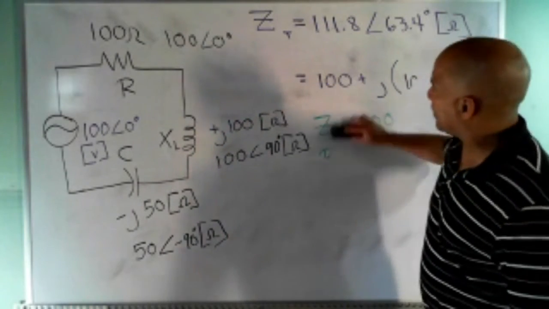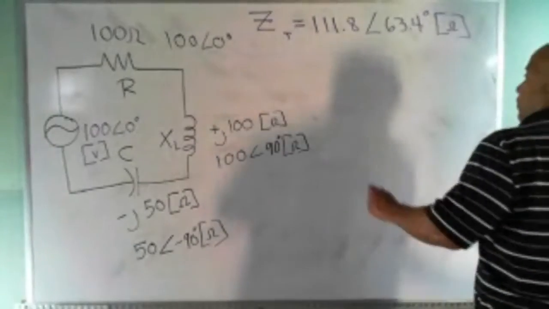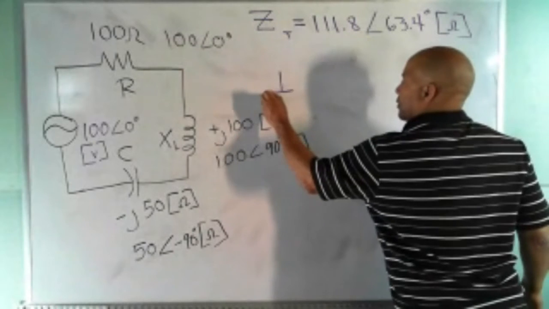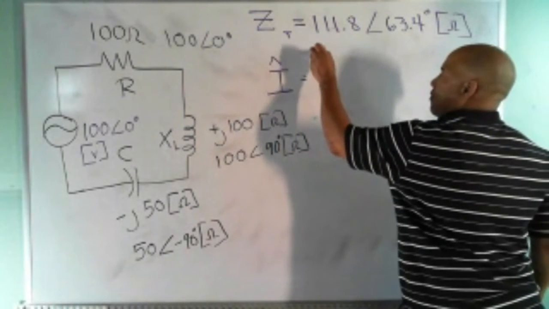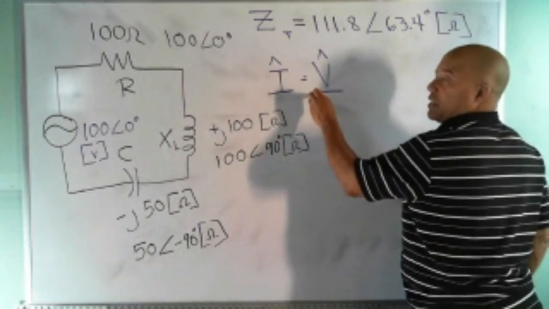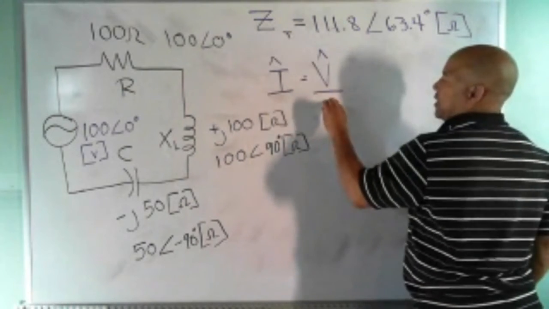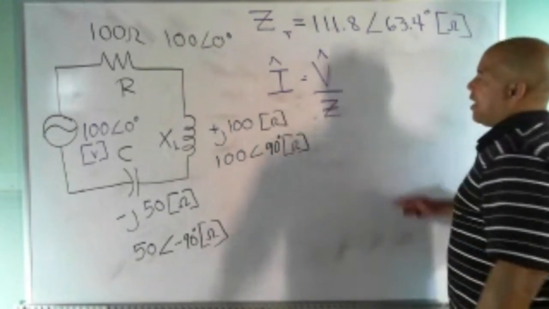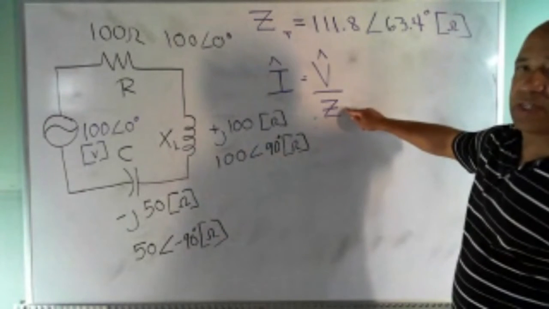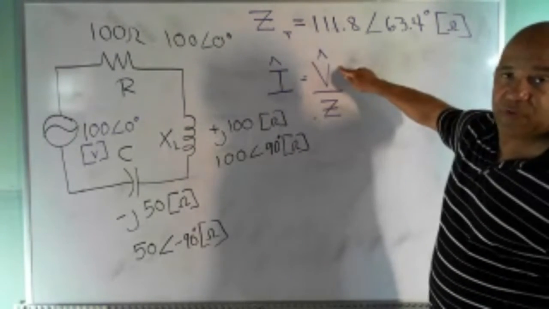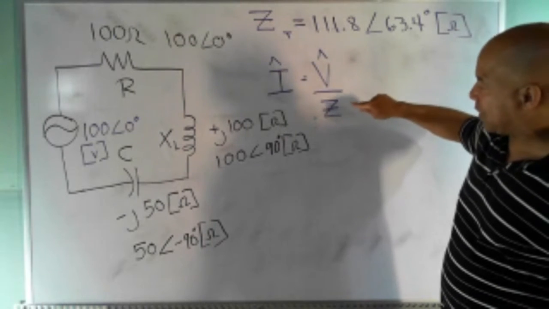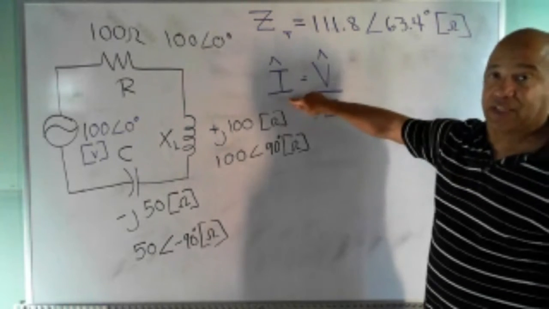So I'm going to find my current phasor. My current phasor is equal to my voltage over my opposition, but it's not resistance, it's impedance. Now notice I don't have a hat on the impedance because it's a complex number, but it's not a phasor. The only phasors I have are here. I'm taking my voltage phasor, divided by this other complex number. The thing I got is still a phasor.